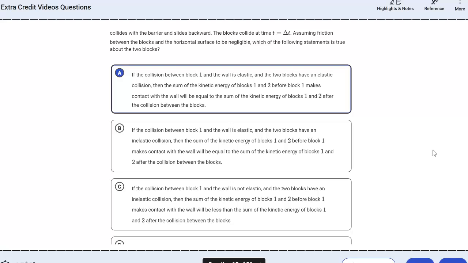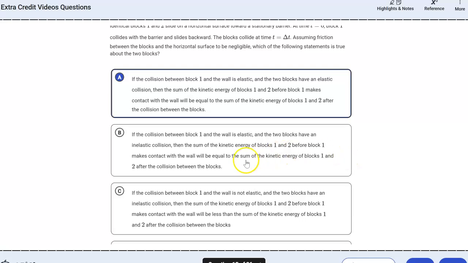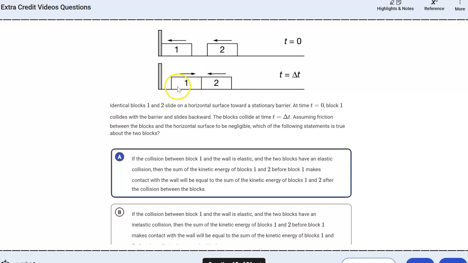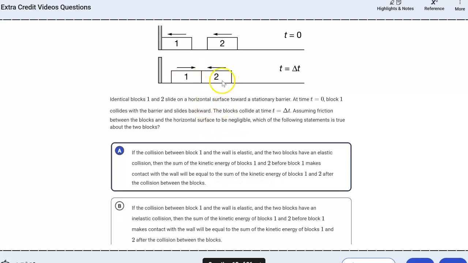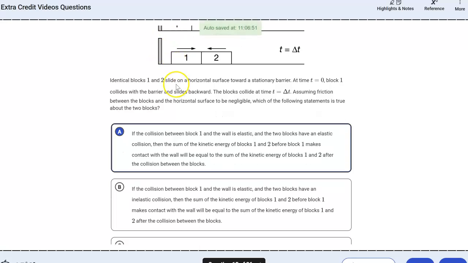If the collision between block 1 and the wall is elastic, and the two blocks have an inelastic collision, then the sum of the kinetic energy of blocks 1 and 2 before block 1 makes contact with the wall will be equal to the sum. So no, that's not true, because that would only be true if both collisions are elastic. If this collision is inelastic, then it wouldn't be the same. So no, B is not true.